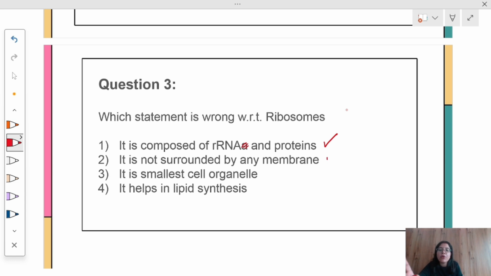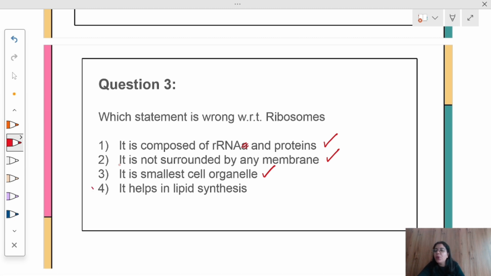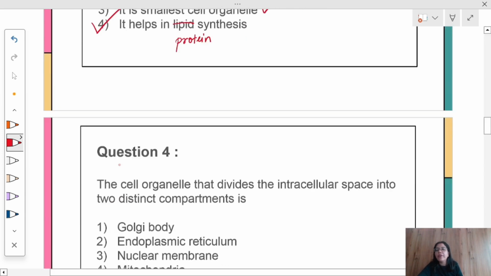Correct. It is not surrounded by any membrane. In the previous video we learned that ribosome is not a membrane bound cell organelle. So this is correct. Is it the smallest cell organelle? Yes, it is very small, very tiny. And is it involved in lipid synthesis? No. Instead it is involved in protein synthesis. You got the answer, right?